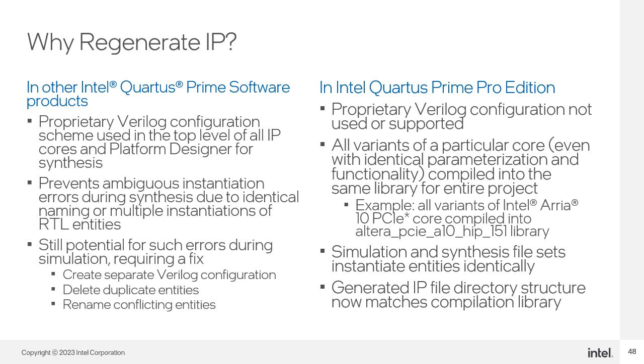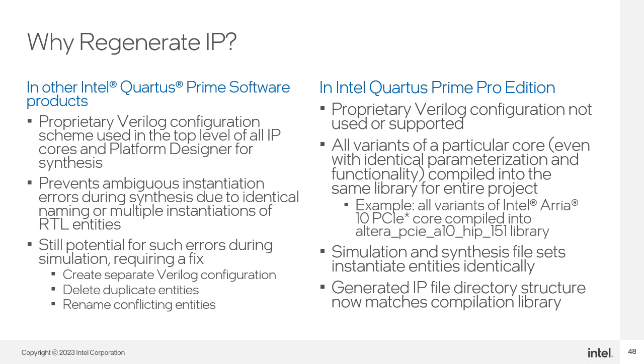This is used to prevent ambiguous instantiation errors during synthesis that can occur due to instances with identical names or multiple instantiations of the same instance. While this configuration scheme works for synthesis, problems may still arise during simulation, requiring a user to implement their own fixes, including the creation of a separate configuration, deleting duplicate design entities, and renaming identically named entities. In the Pro Edition, this proprietary configuration scheme is not used or supported for IP or Platform Designer systems.